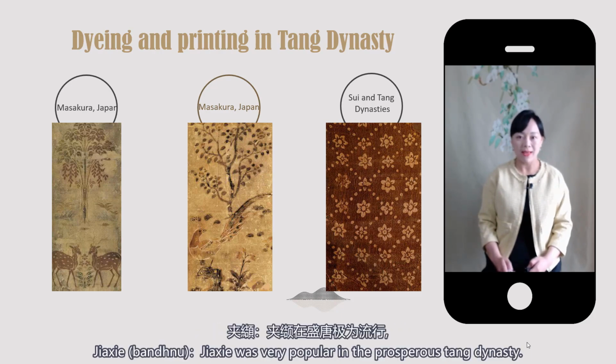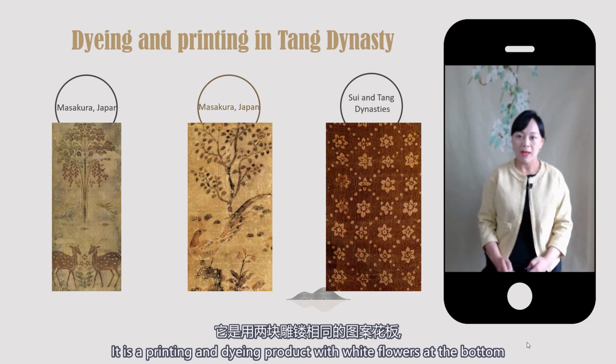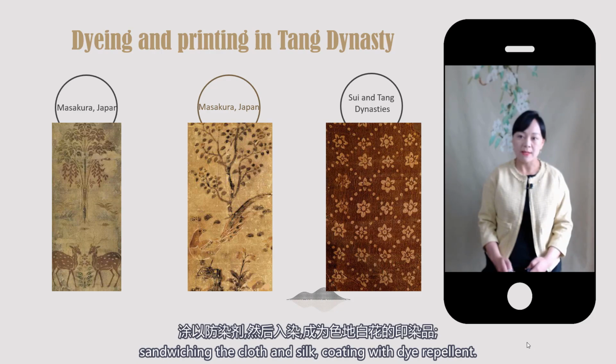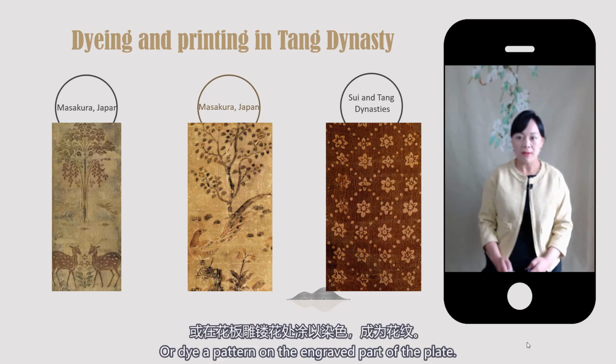The first one is 夹缬, which means clamp-resist dyeing. 夹缬 was very popular in the prosperous Tang Dynasty. It is a printing and dyeing product with white flowers on a colored ground, made by using two plates with the same pattern carved, sandwiching the cloth or silk, coating with dye repellent, or dyeing a pattern on the engraved part of the plate.